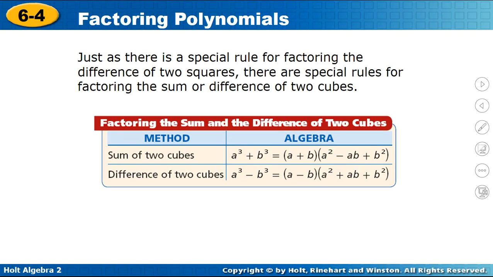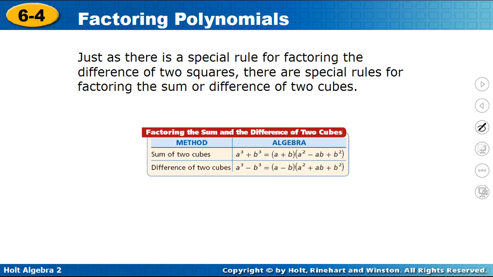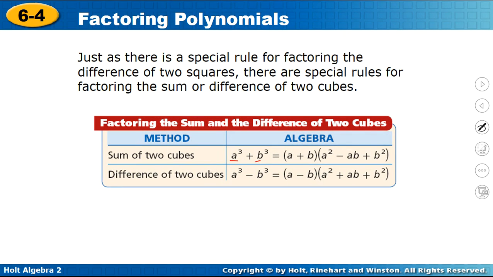Alright, but here's some new rules, some new methods that we need to kind of memorize. And yes, memorizing is going to be key here, but it's not much to memorize, I don't think. You just kind of have to remember where the plus and minuses go. Alright, but sum of two cubes: a to the third plus b to the third. So you have two cubes, a to the third, b to the third, whatever, something to the third power. It would factor into this form.